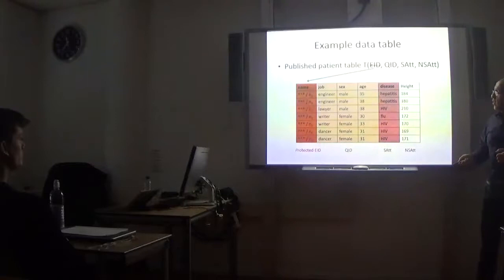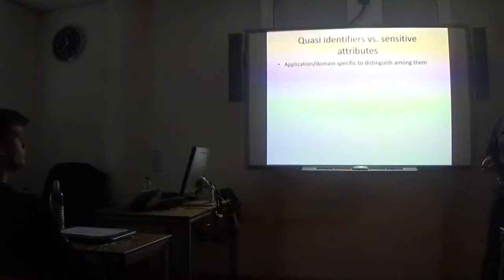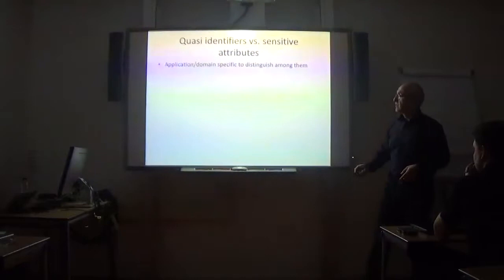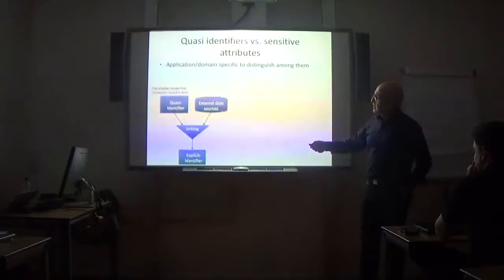Okay, we assume that we have done that part. What we have to watch now are quasi identifiers. Quasi identifiers are dangerous also because if you look at them, they seem a little bit innocent, but they can go wrong if this happens. Quasi identifiers can be found also in an external data set. If you link them, you can come up with explicit identifiers. An example is this.